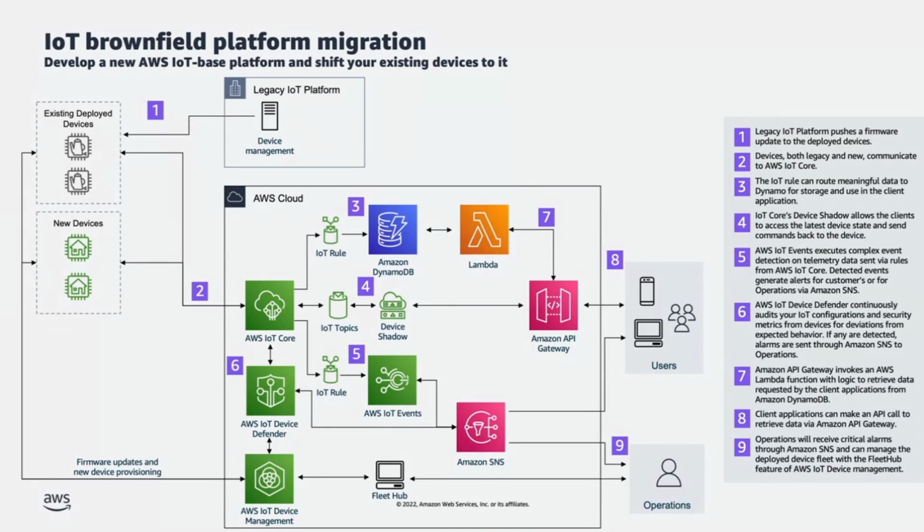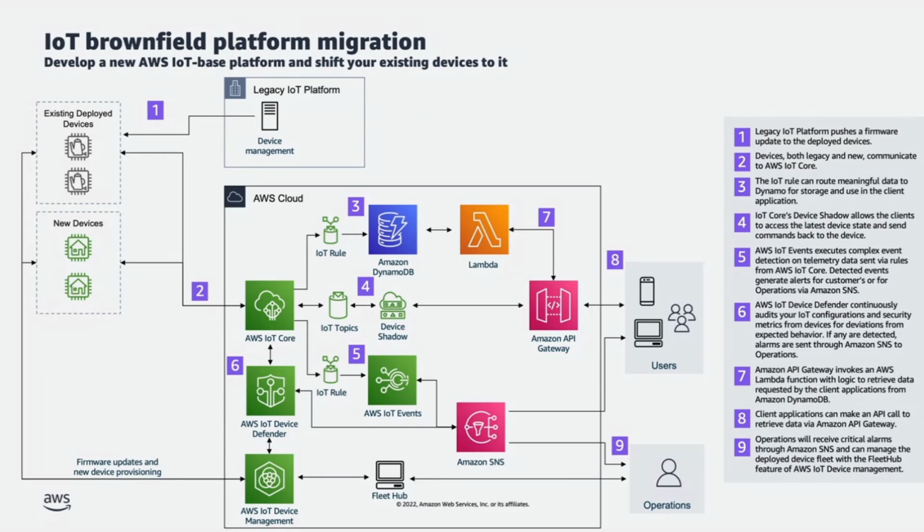And then you have, for example, number five, where it has IoT Events, which can execute different complex event detection on any kind of telemetry data that's sent through the rules engine, and that can send it downstream to other services for any event that was detected. For example, sending it downstream for operations with Amazon SNS, which is the Simple Notification Service.